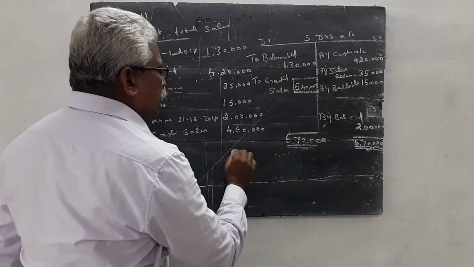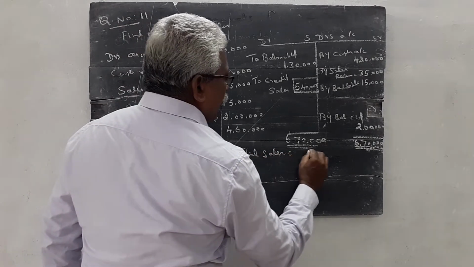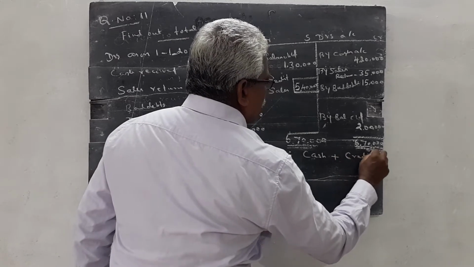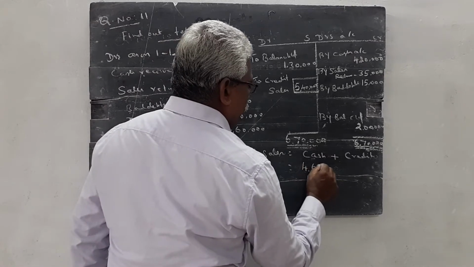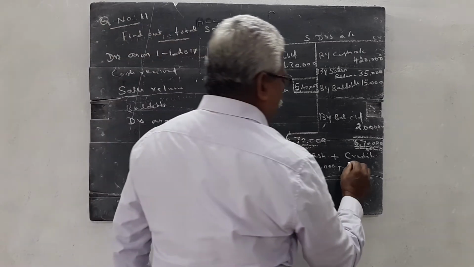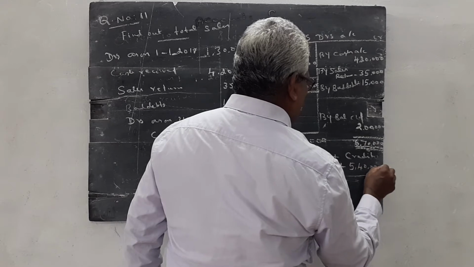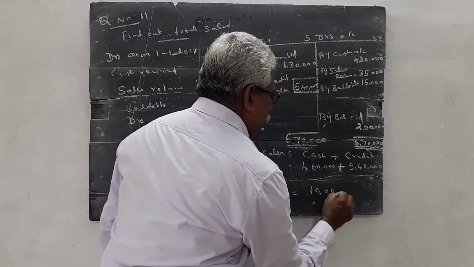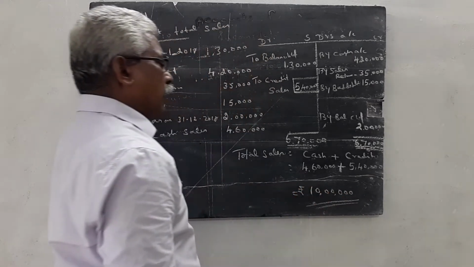We need total sales. Total sales is equal to cash sales plus credit sales. Cash sales is given in this question, 4,60,000. Credit sales is the answer from the sundry debtors account, 5,40,000. So the total amount is 10 lakhs. Total sales is equal to rupees 10 lakhs.